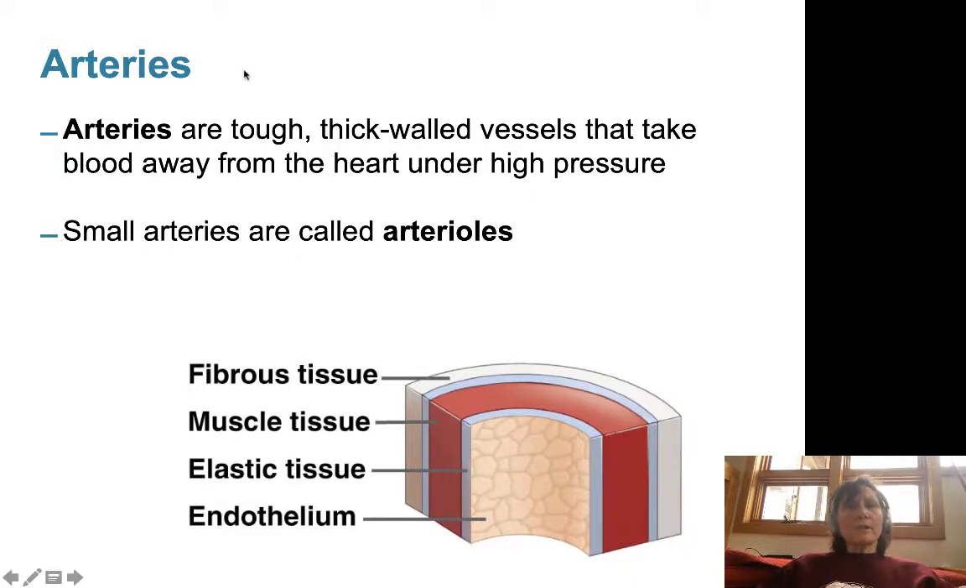So of course, the closed system is composed of arteries, veins, and capillary beds. In the case of arteries, in this stylized diagram, what you see is, generally speaking, arteries are much thicker vessels. They're tough, and they're going to take blood away from the heart and towards either the pulmonary circuit or systemic circuit.